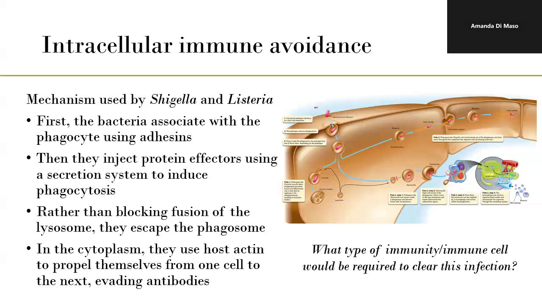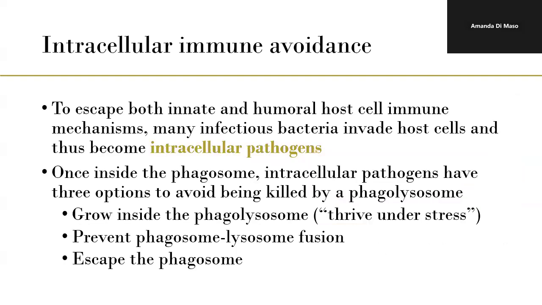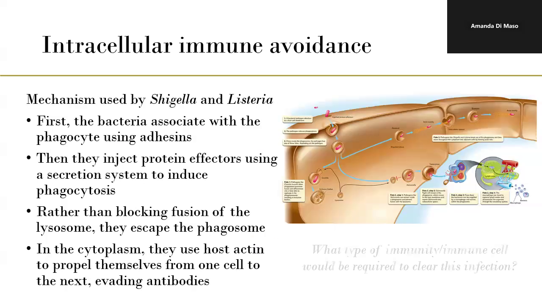So what type of immunity or immune cell would be required to clear an infection of a bacteria that's escaped the phagosome at this point? So they've done step one here of I've survived the phagosome, I've survived the macrophage. What immune cell can still come in and kill them? Killer T cells, yeah. So not our humoral immunity, our cell immunity. The T cells can come in and still destroy either the intestinal cell or the macrophage that they're in.